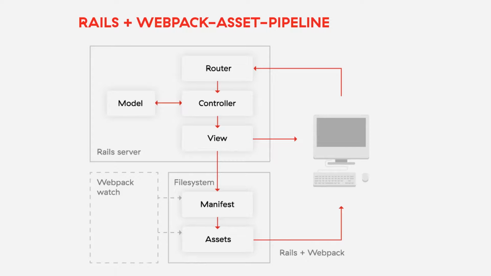So the workflow here is a little bit different. Webpack can either watch or be run at once, and it will create a manifest JSON and the assets. And when the request comes, it will go to the router, controller, view, and at that point, the view will, via the helper, ask for the manifest and do the mapping. And when the browser needs the assets, it will go to the file system for the assets that Webpack prepared.